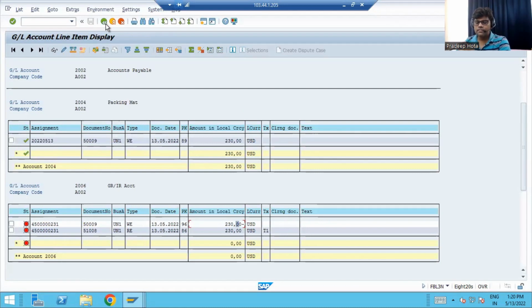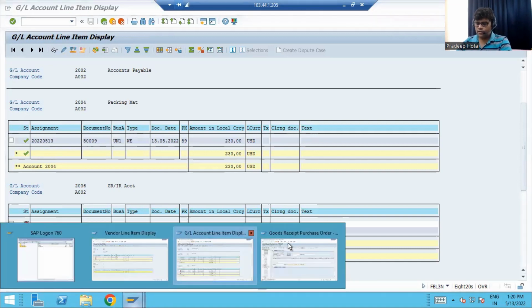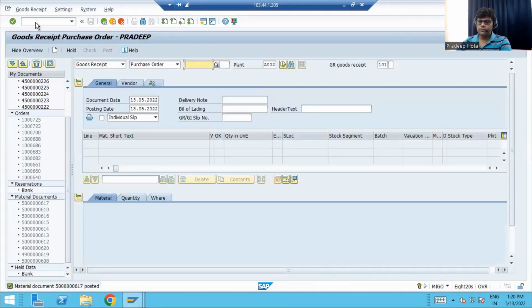But here we realize that we created the purchase order for 125, but actually everything is processed as 230 plus tax. So that's why we are going to cancel everything. So we are going to cancel the invoice. We are going to cancel the GR also. So we are going to cancel the invoice, or we are going to process the credit memo.